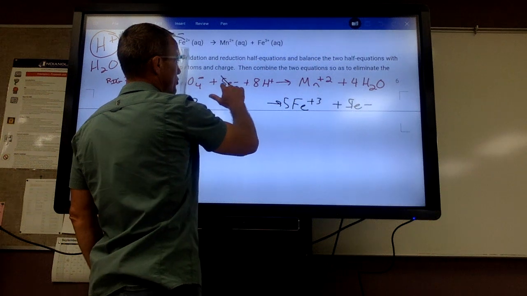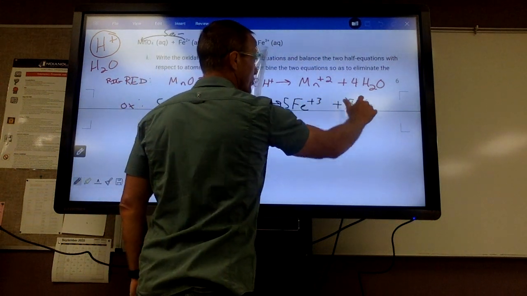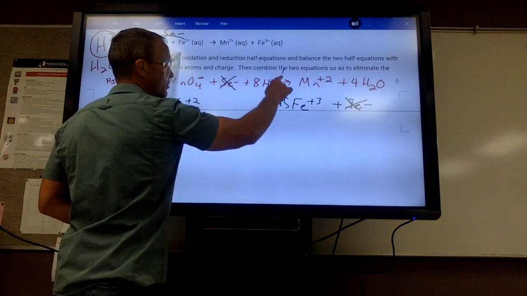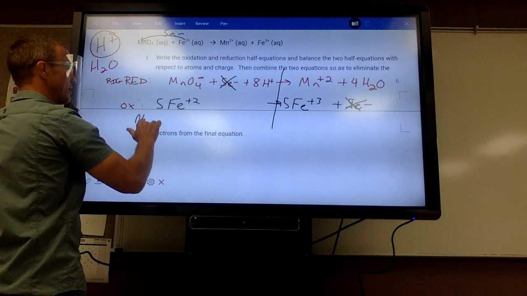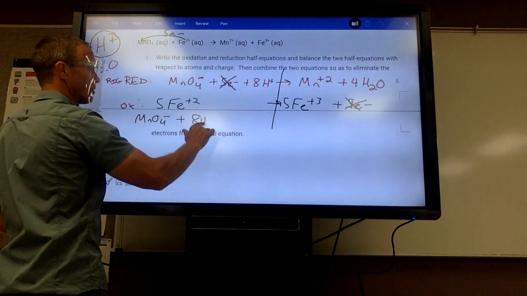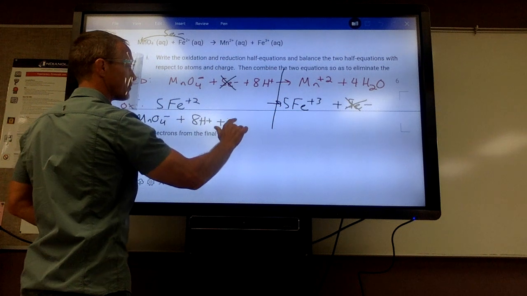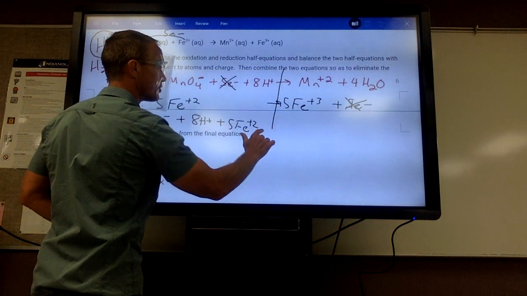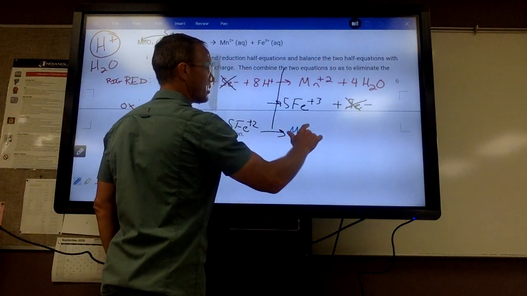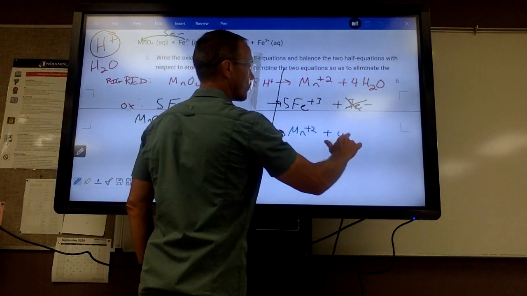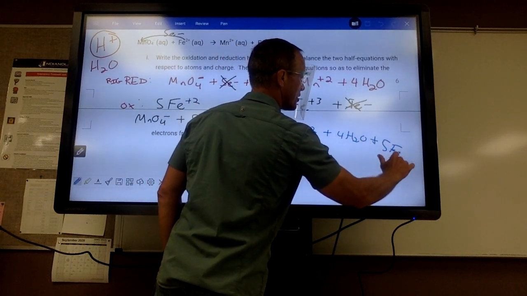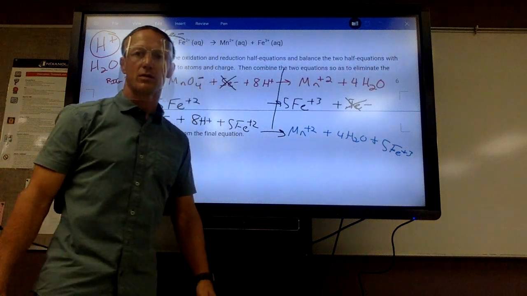We can cancel electrons. 5 electrons are being used, 5 being produced. We're done. There's our net. Now you just combine it into one. So here's your reactants. You have MnO4 negative plus 8 H pluses plus 5 Fe plus 2s, make 1 Mn plus 2, 4 waters, and 5 Fe plus 3s.